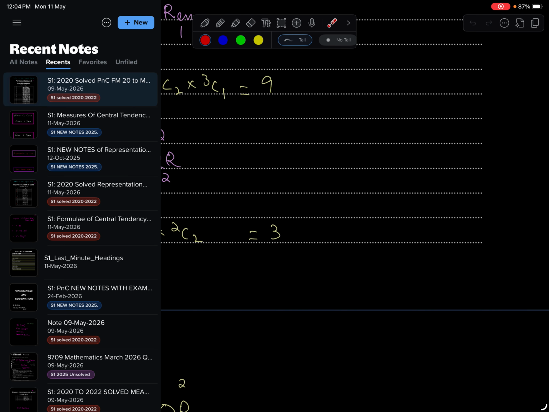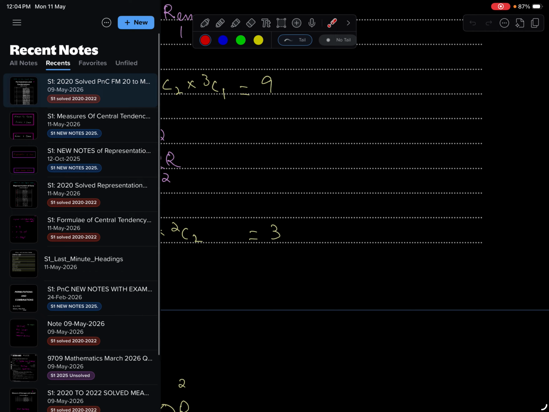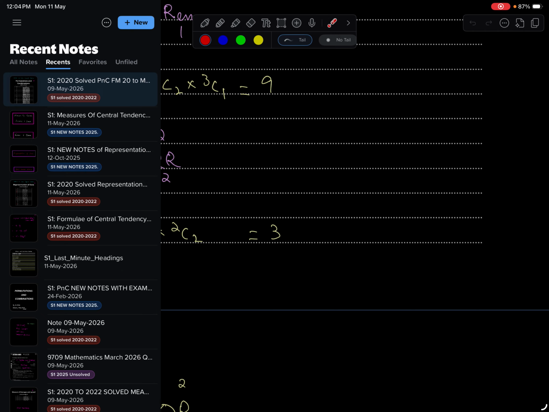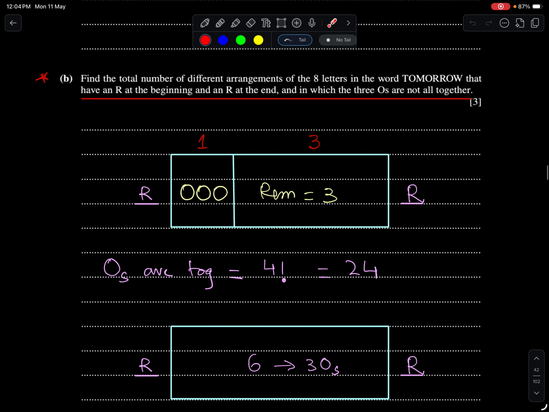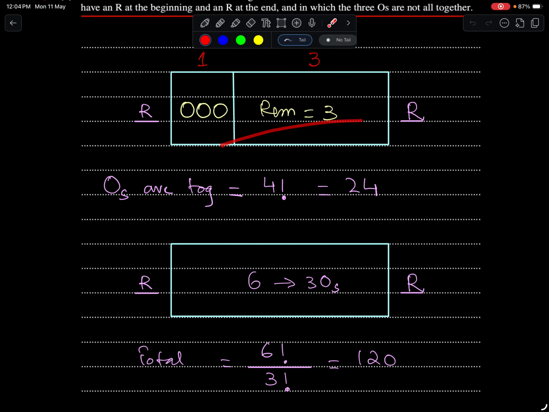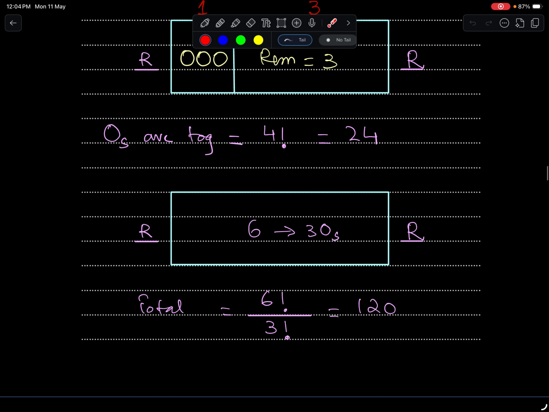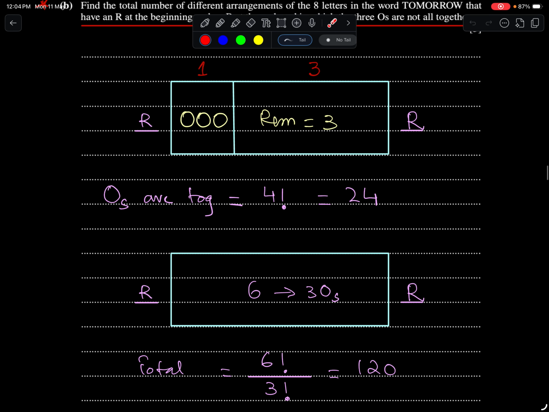Now the next thing is probability. And you must know these terms in permutations and combinations altogether. For these types of questions, always use the box method. First get the total, then get the case with restriction, and then just subtract. This is the total, this is the restrictions, now this minus this.